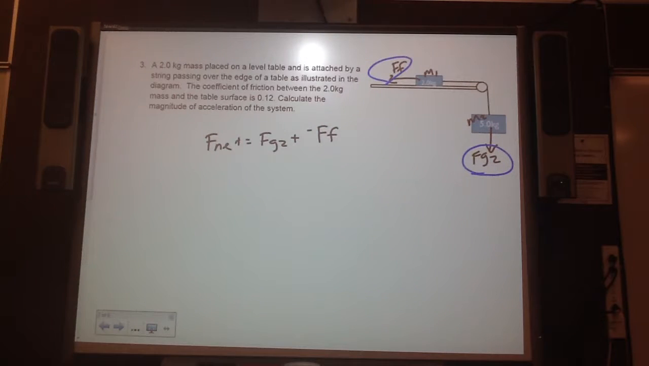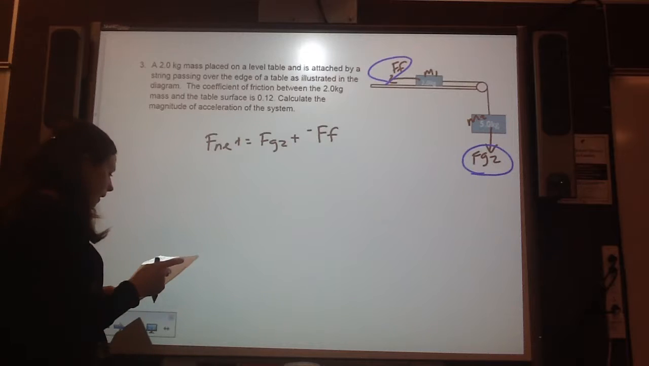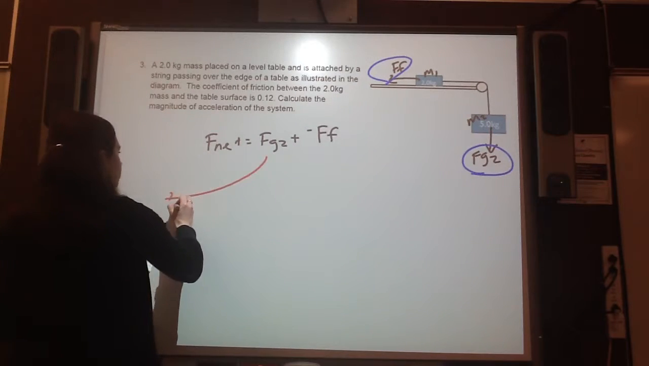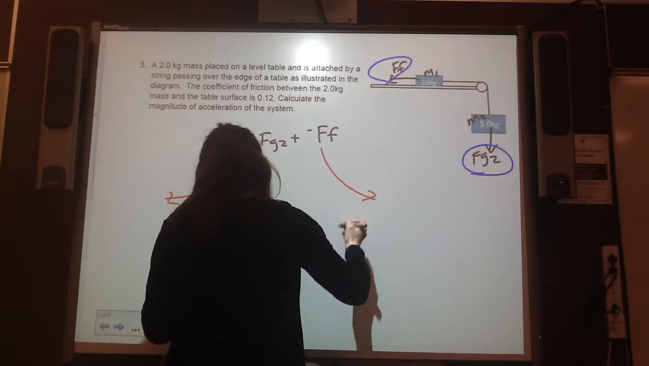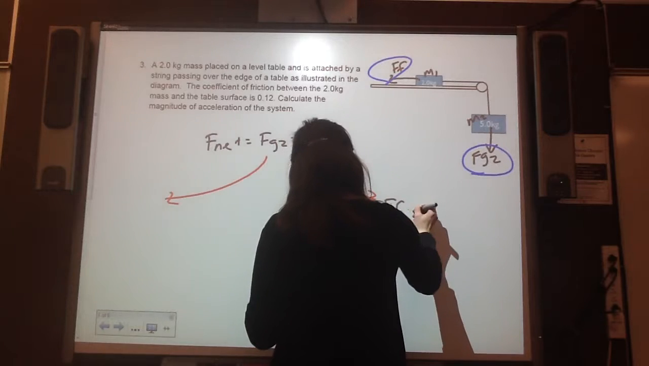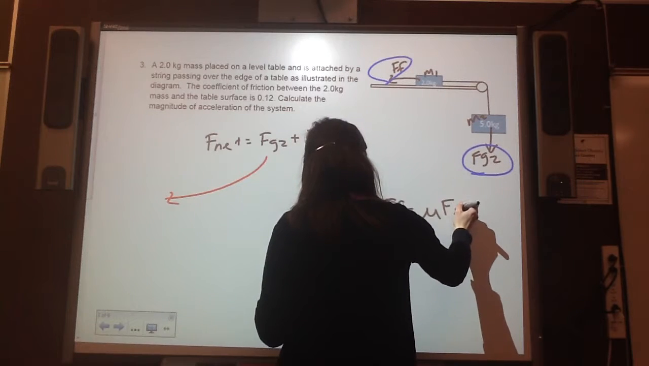Now, please recall that we are finding F net because in order to find the acceleration of our system, we need F net. We can't use any other force. We need our F net. All right, so we can solve for both of these things separately. So we know that our Ff is equal to mu Fn.